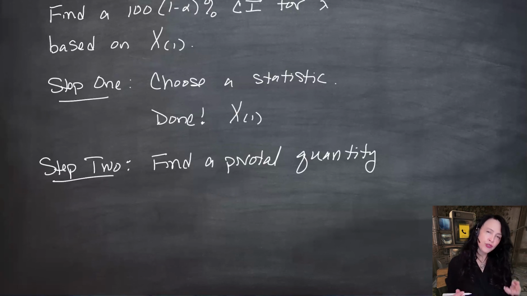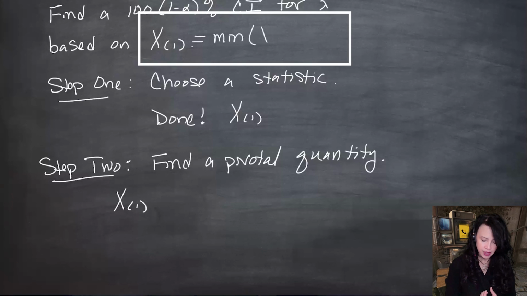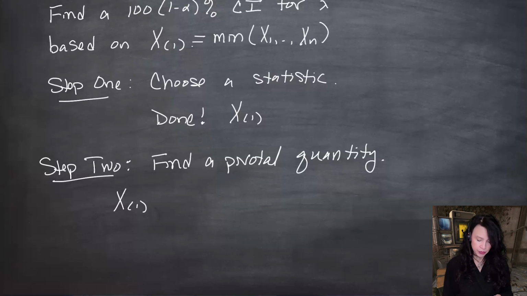So once you've chosen a statistic, for finding a pivotal quantity, the first thing I would do within step 2 is look at the distribution of the statistic. You may recall from much earlier on, from the first weeks of this course, when we learned about minimums and maximums, that, oh yeah, I should be clear in case you forgot this notation. This is the minimum of x1 through xn. So we did show that the minimum of n IID exponentials with rate lambda is again exponential with rate n lambda.